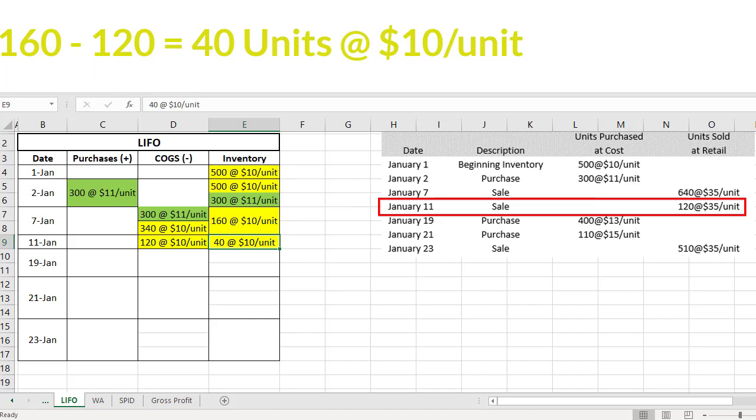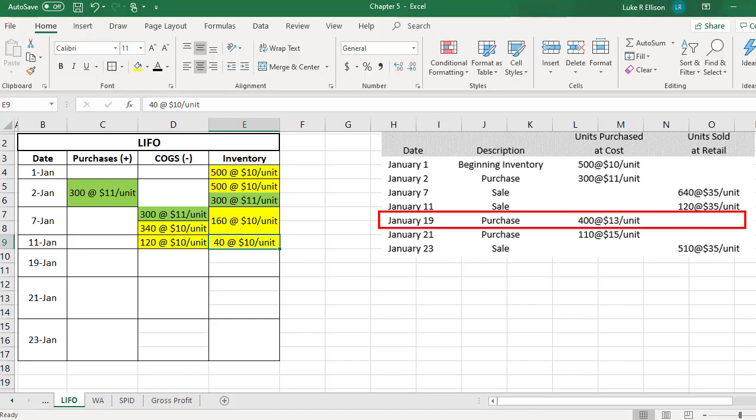Next, on January 19th, we have a purchase of 400 units at $13 each. Since we have a purchase, we can record these units in the purchase column. Now we need a new color for the $13 per unit inventory, so let's use orange.